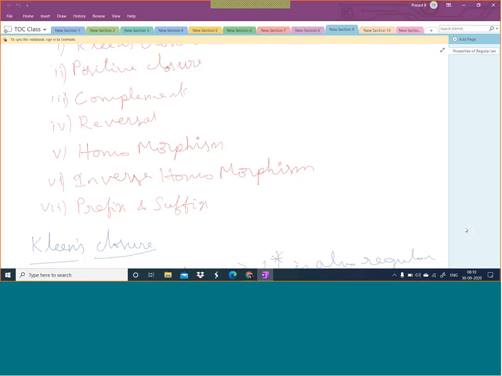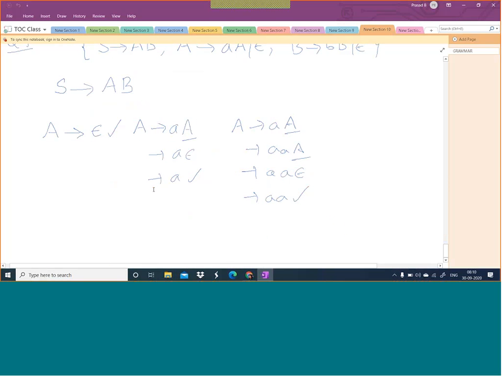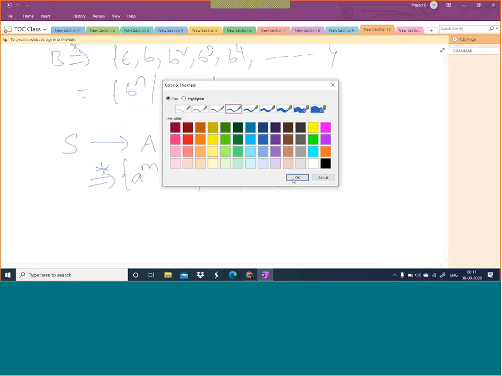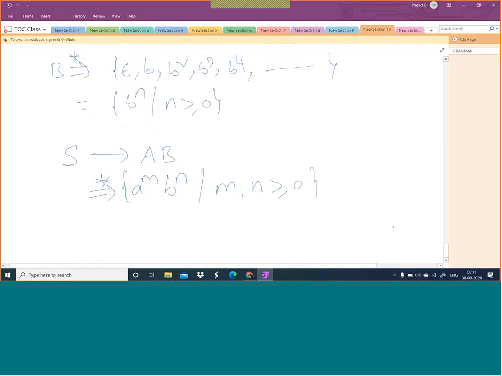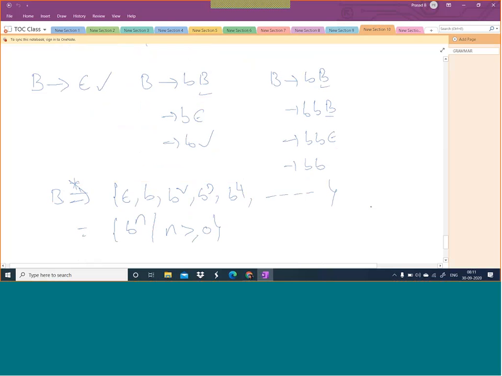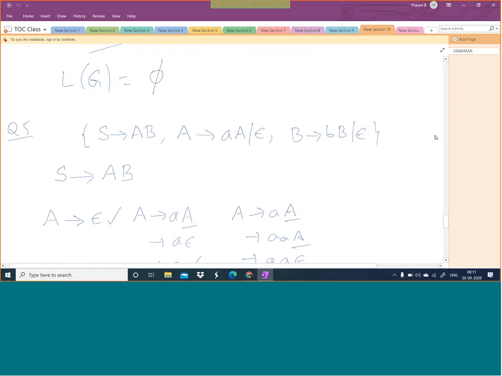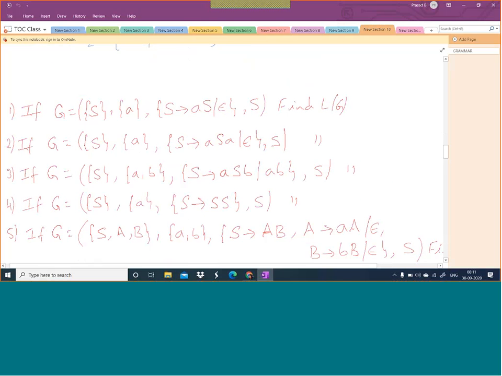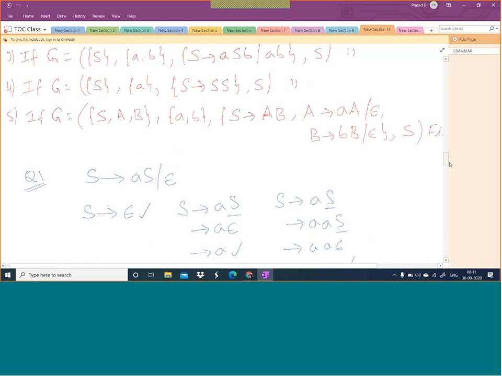So yesterday we were doing grammar. If a grammar is given, what is the language? There were some questions, and we did this. Here grammar is given and we found the language. Now from language to grammar: if a language is given, what is the grammar? That's what we do.